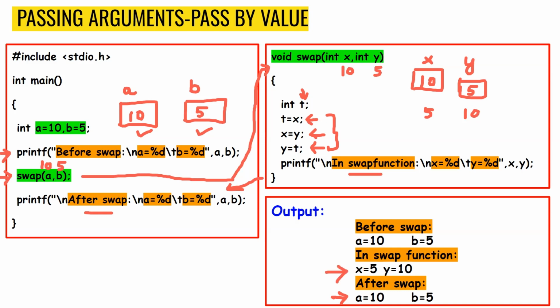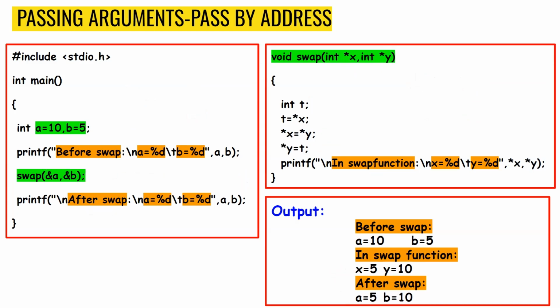Next we will see how to pass the parameters by reference. The method of passing arguments by address or reference is known as pass by address. In this method, the addresses of the actual arguments are passed to the formal parameters of the function. If the arguments are passed by reference, the changes made in the values pointed to by the formal parameters in the called function are reflected back to the calling function.